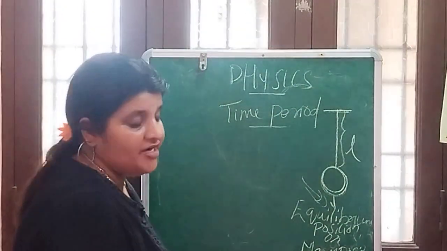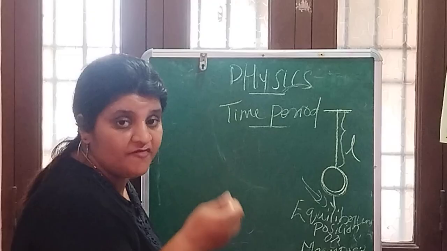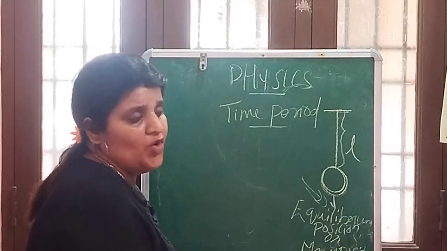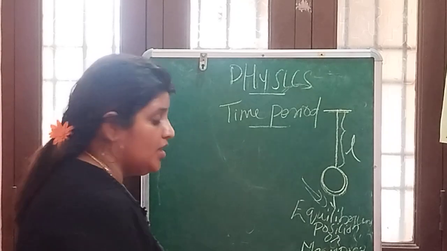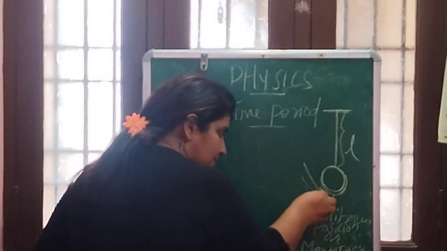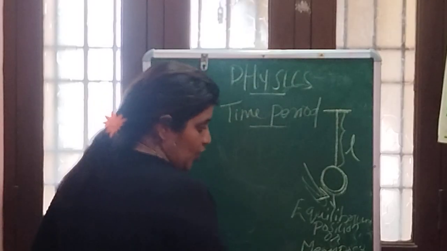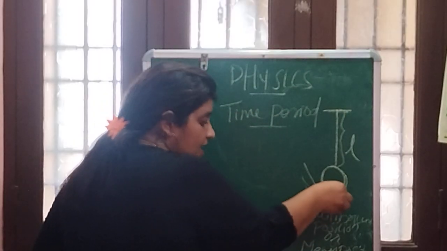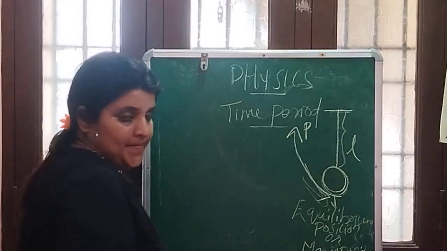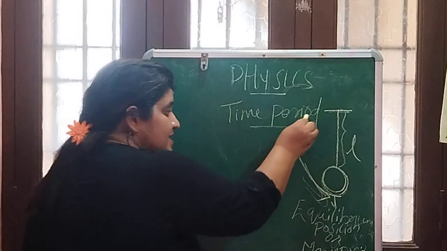Now we are going to find out the exact meaning of time period. Simply, it is the time taken by the bob to complete one oscillation. So now we are applying some external force on this bob. We are taking this bob from the equilibrium position to one extreme position P. So why are we calling P the extreme position?